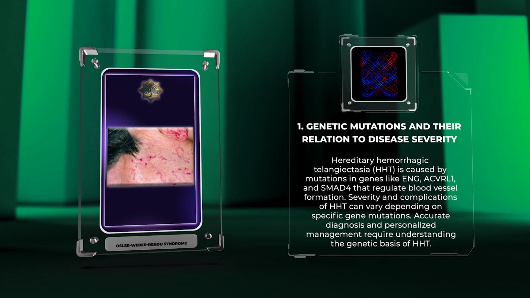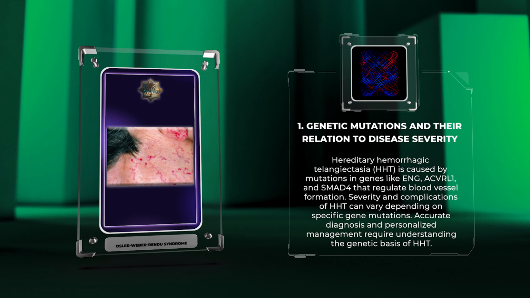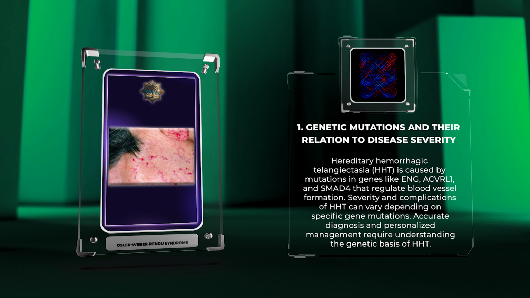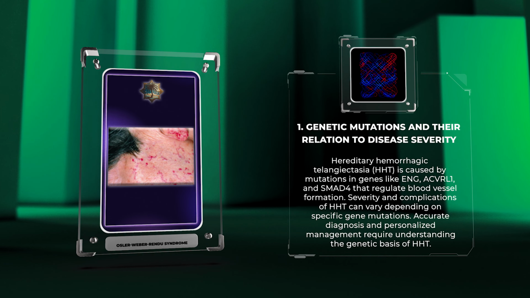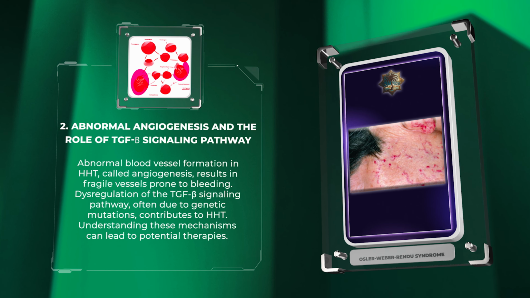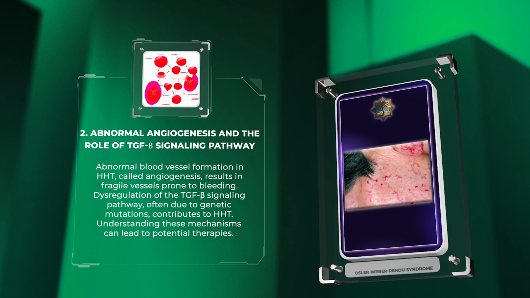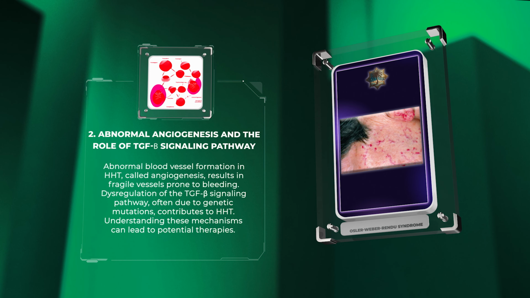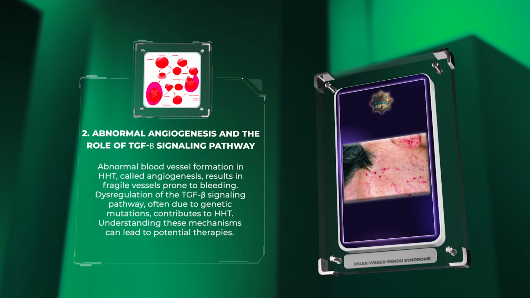HHT is caused by mutations in genes like ENG, ACVRL1, and SMAD4 that regulate blood vessel formation. Severity and complications of HHT can vary depending on specific gene mutations. Accurate diagnosis and personalized management require understanding the genetic basis of HHT. Abnormal blood vessel formation in HHT, called angiogenesis, results in fragile vessels prone to bleeding. Dysregulation of the TGF-beta signaling pathway, often due to genetic mutations, contributes to HHT. Understanding these mechanisms can lead to potential therapies.